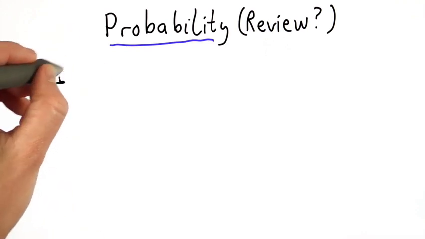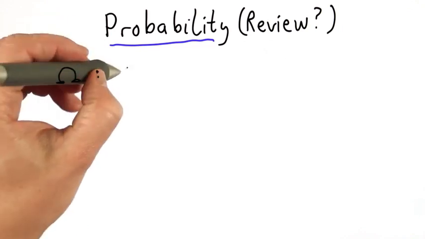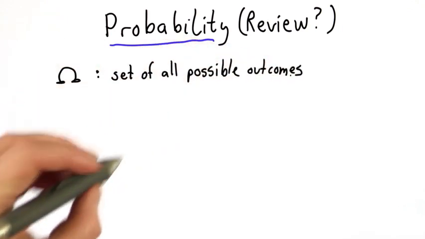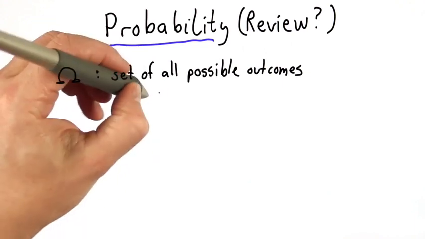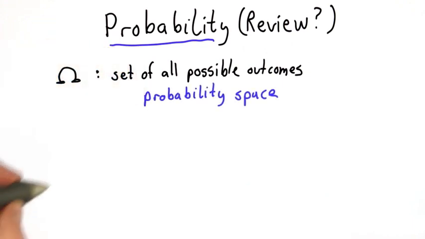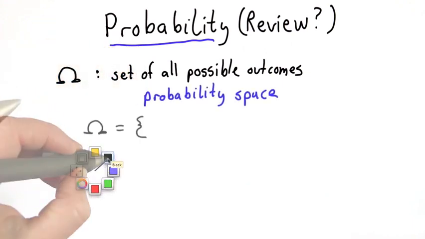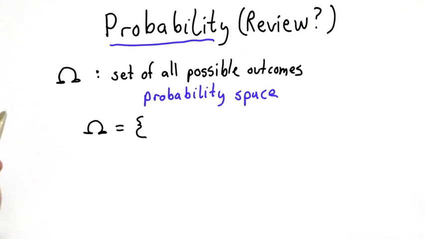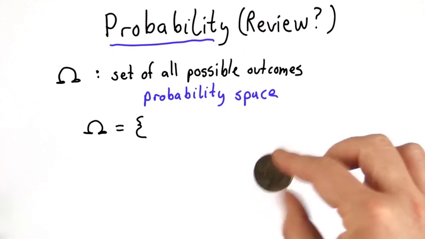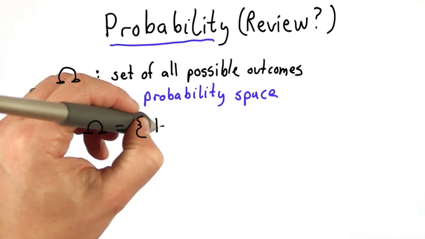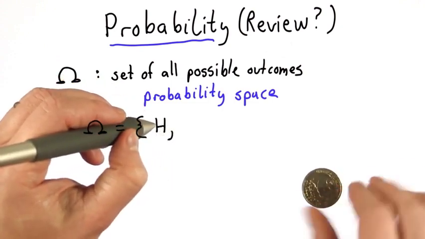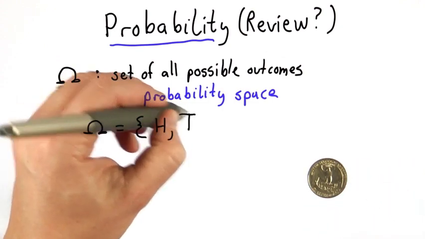We'll use omega to represent the set of all possible outcomes. This is sometimes known as a probability space. And for a simple example, if we think about flipping a coin, omega is the set of the outcomes we could get. We could get it to land heads, and we'll call that H, or we could get it to land tails, and we'll call that T.